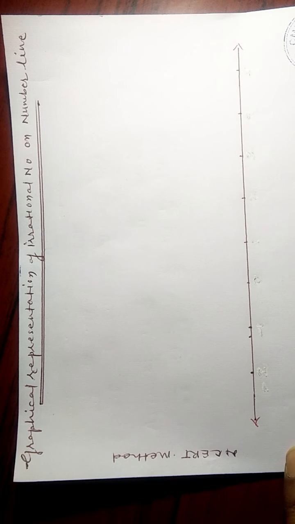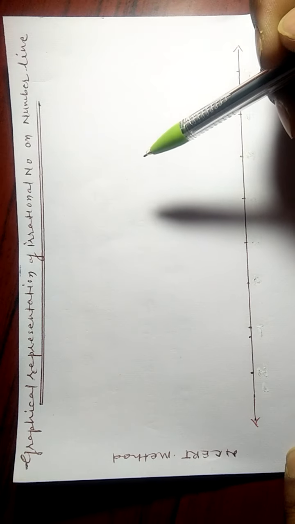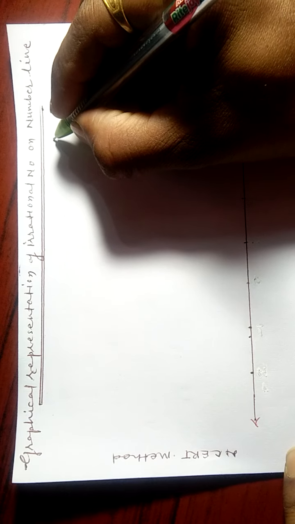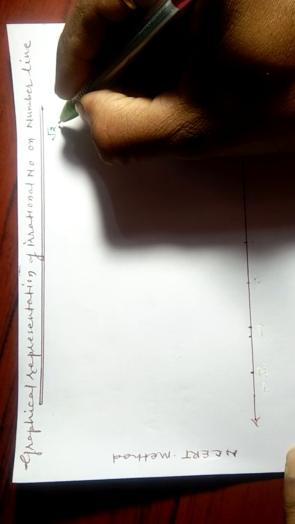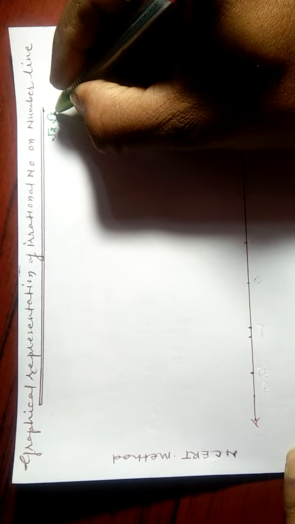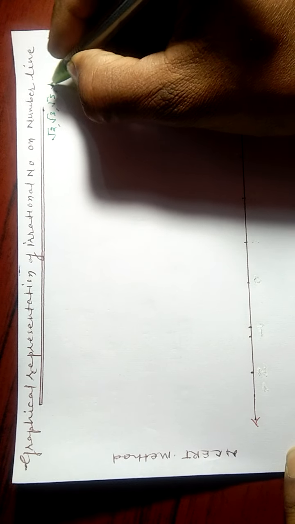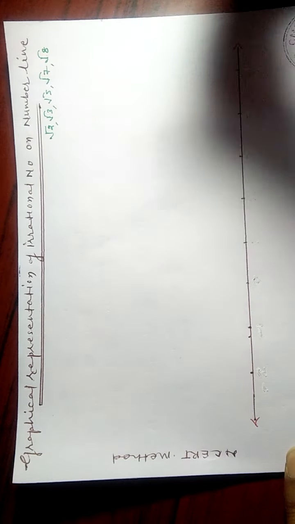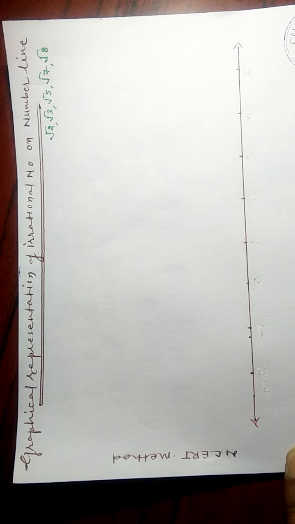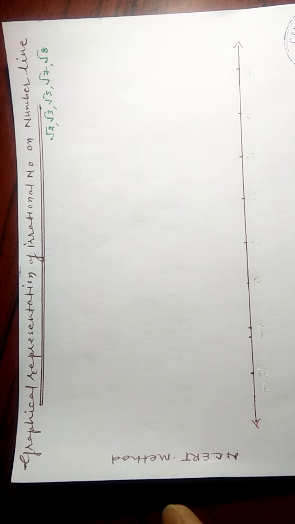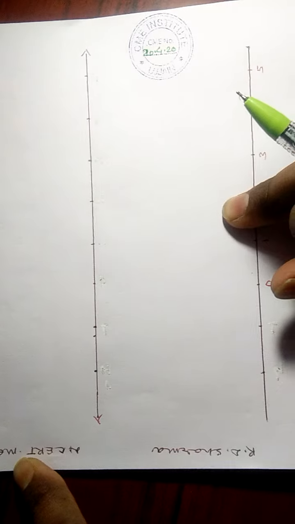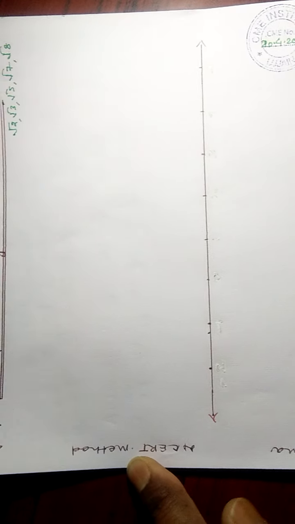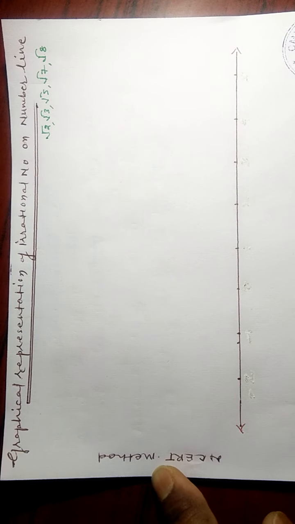This is my third lecture on the number system, and today I will teach you the graphical representation of irrational numbers on the number line. Means, how can we represent irrational numbers like root 2, root 3, root 5, root 7, even root 8 on the number line. I will teach you two methods. One is from your NCERT methods and the other is from your RD Sharma's method. So whichever you find easy, you can adopt it.